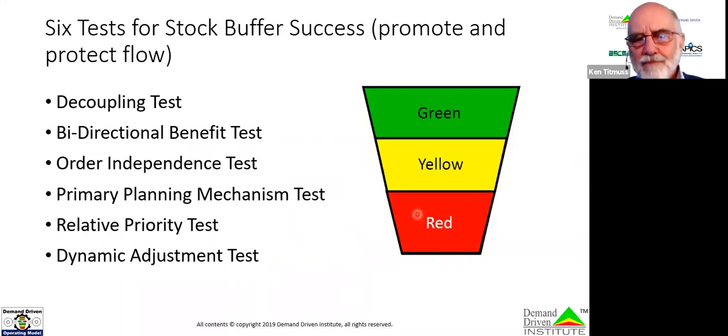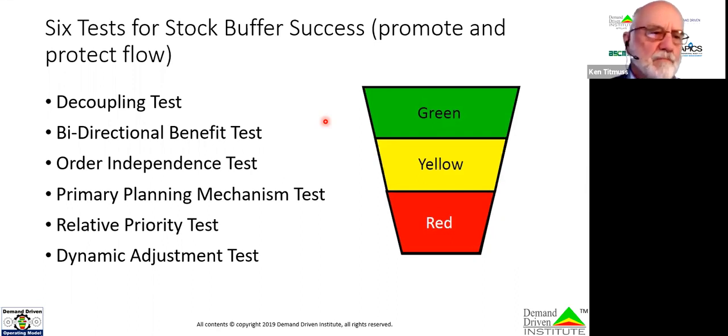So when we have buffers in our supply chain, there are 6 tests for stock buffer success. We need to promote and protect flow in our supply chains. And the first test is, does it decouple? Does it decouple the supply chain? Does it stop that variation up and down the supply chain?